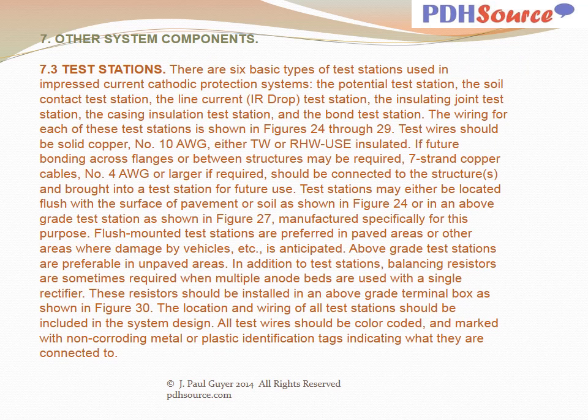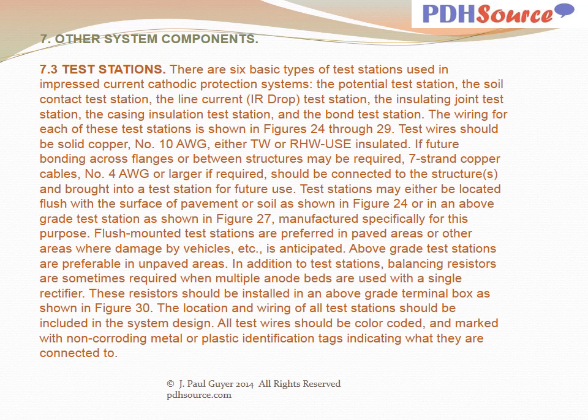There are 6 basic types of test stations used in impressed current cathodic protection systems: the potential test station, the soil contact test station, the line drop (IR drop) voltage test station, the insulating joint test station, the casing insulation test station, and the bond test station. The wiring for each of these test stations is shown in figures 24 through 29.